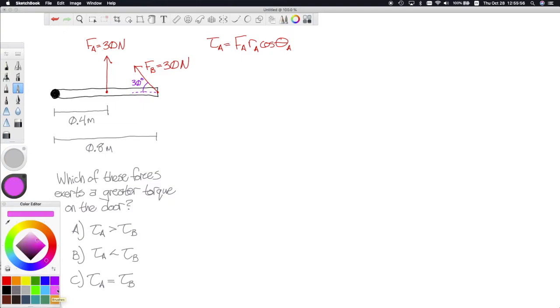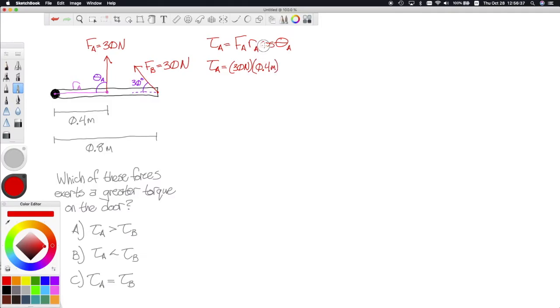The lever arm for this first force is the distance from the axis of rotation to the force that is acting. So this distance right here is Ra, which is 0.4 meters. And the angle we need here is the angle between the lever arm and the force. So this angle right here is theta A, which is 90 degrees. So if we plug that in, torque caused by force A is the 30 newtons. That's the magnitude of the force of force A. No need to consider direction, just a magnitude. And that lever arm is this 0.4 meters.